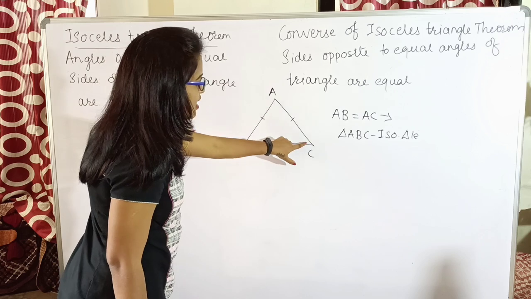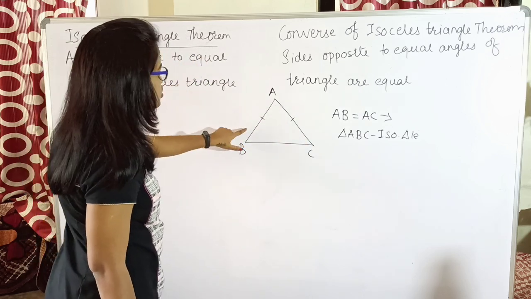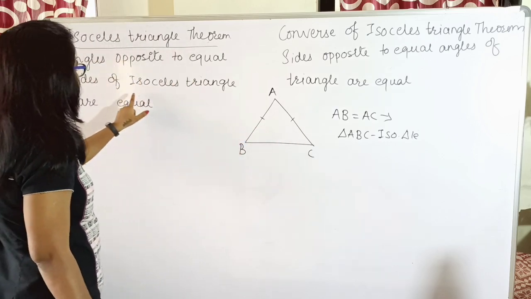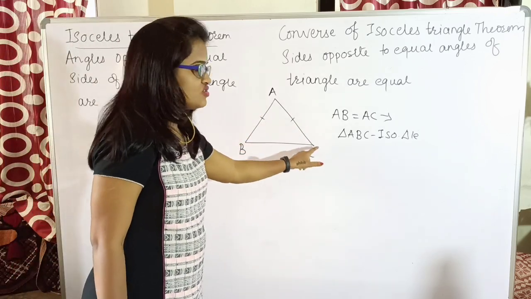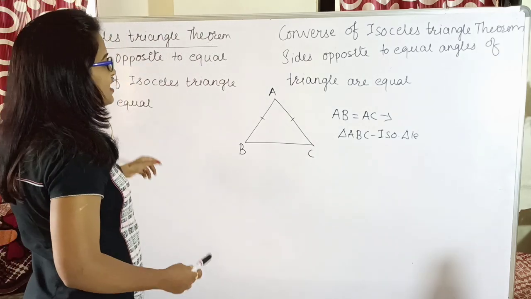For AB, the opposite angle is C, and for AC, the opposite angle is B. So angles opposite to equal sides, that is B and C, of an isosceles triangle. Now since the sides are equal, it is an isosceles triangle and the angles are equal.